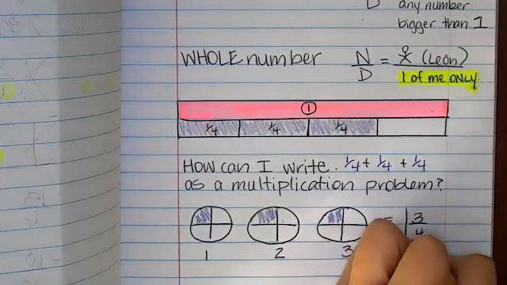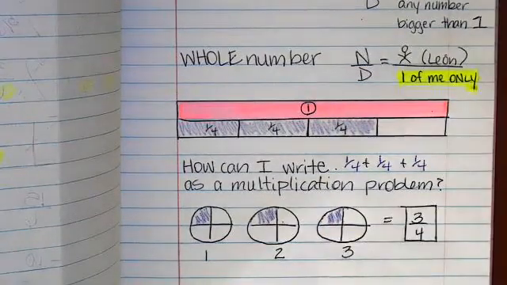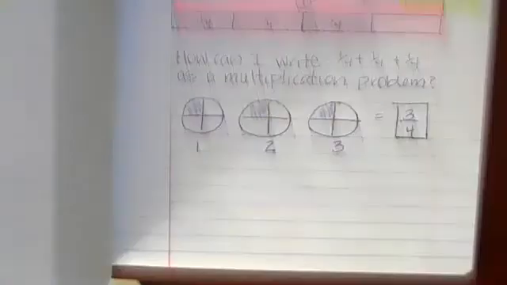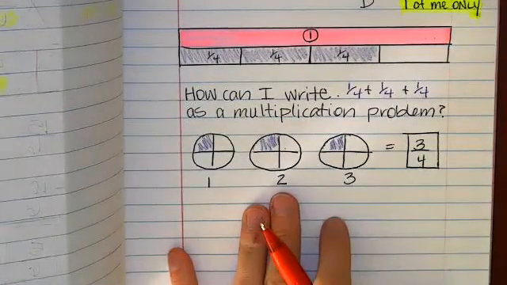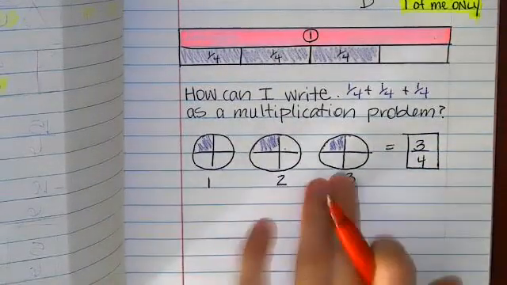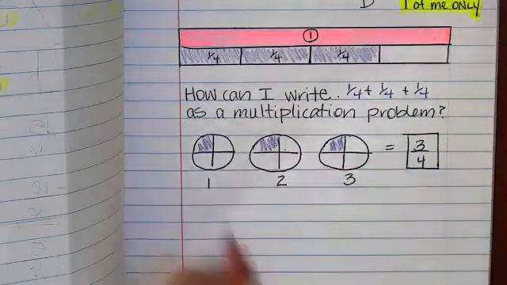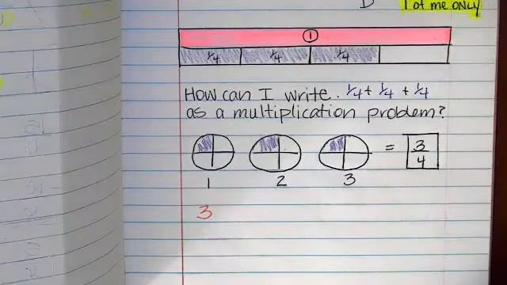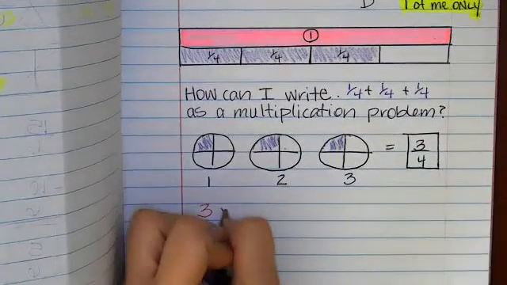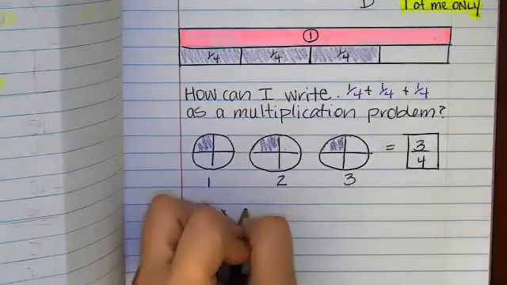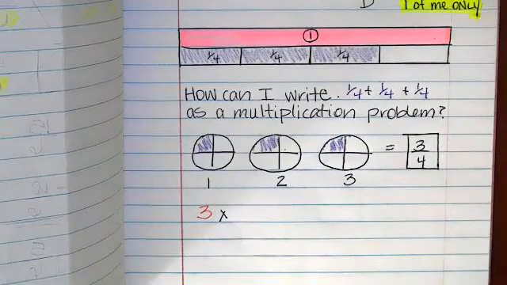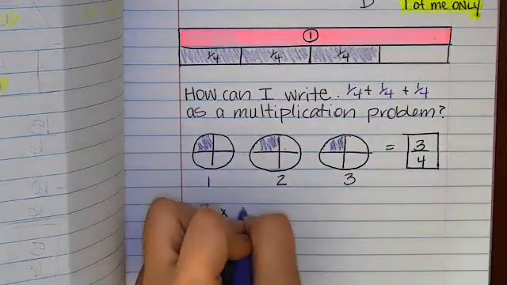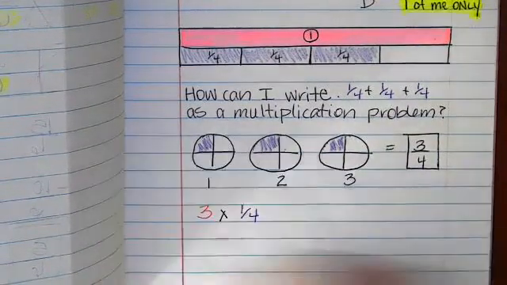How do I write this in a multiplication problem? I see 1/4 repeated 1, 2, 3 times. There are 3 whole circles, so 3 times 1/4. I see 1/4 3 times all together.